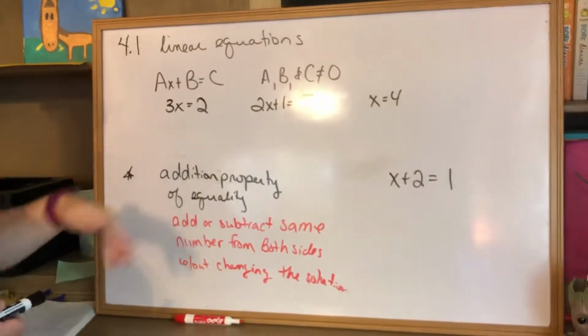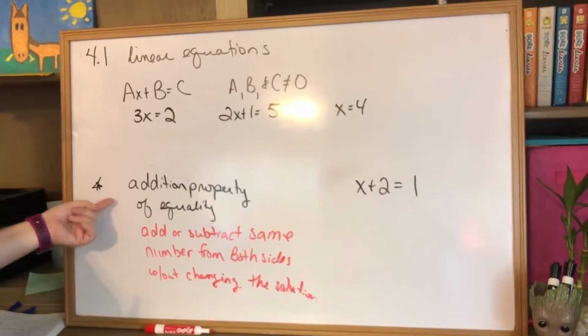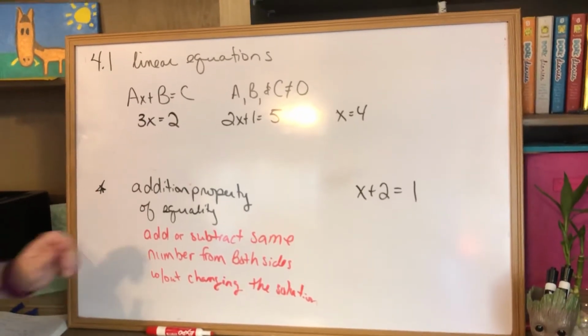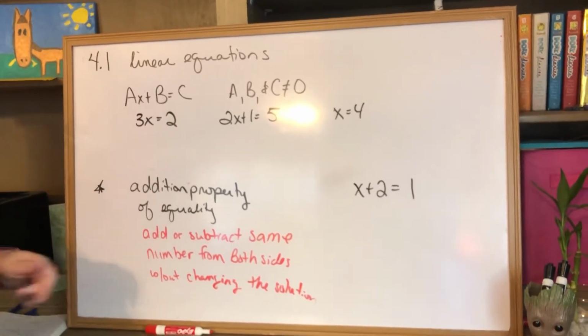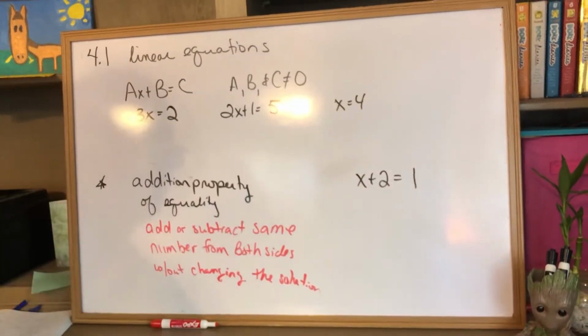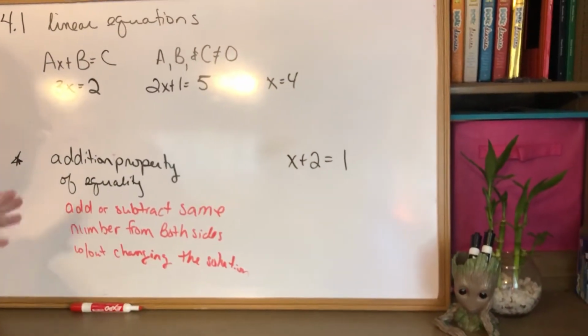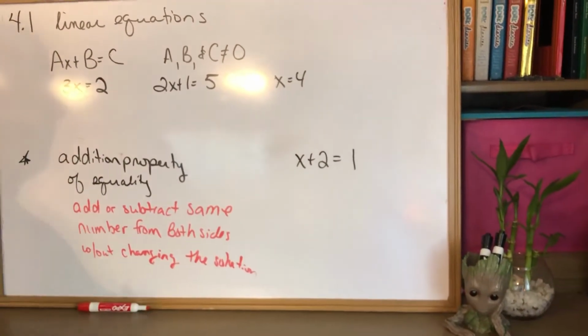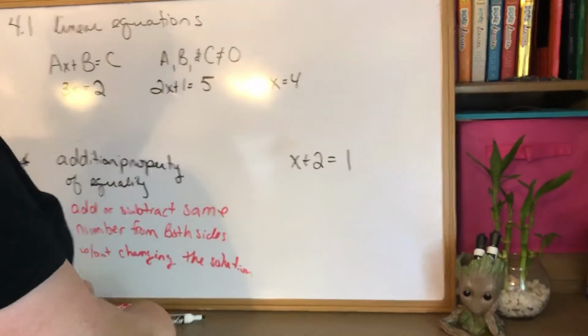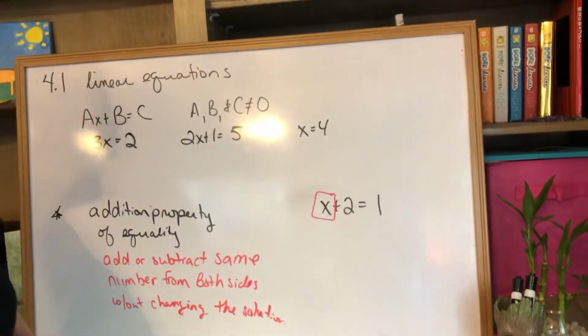Now, when we are solving linear equations, the first thing we need to know is about the addition property of equality, and that tells us that we can add or subtract the same number from both sides without changing the solution. So we're going to use this example here, x plus 2 equals 1, and show you about the addition property of equality. Now remember, our goal always whenever we're solving equations is to get the variable totally by itself.